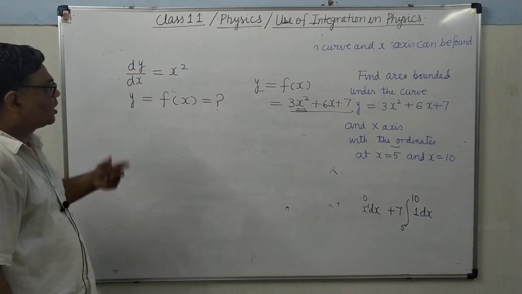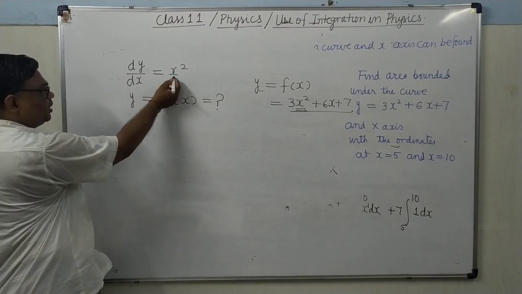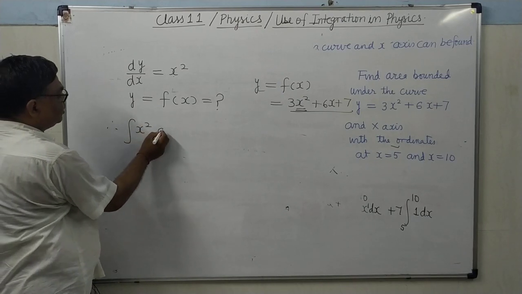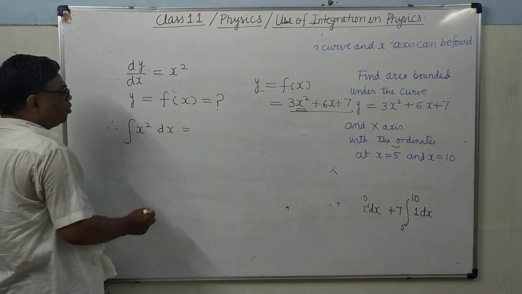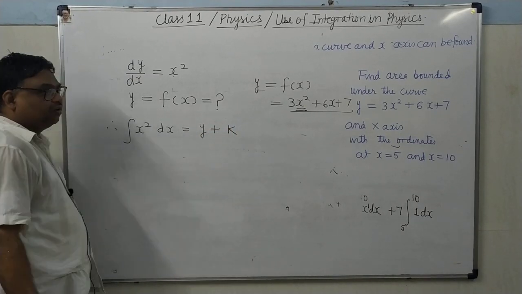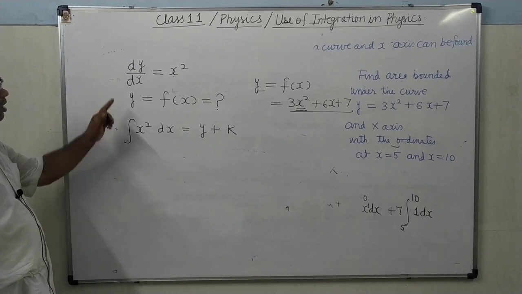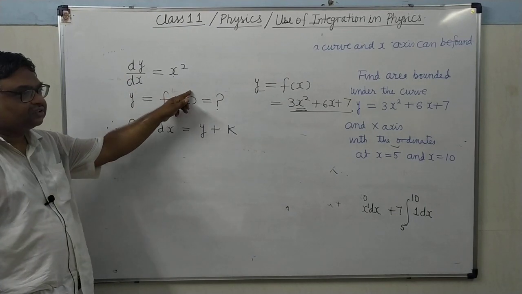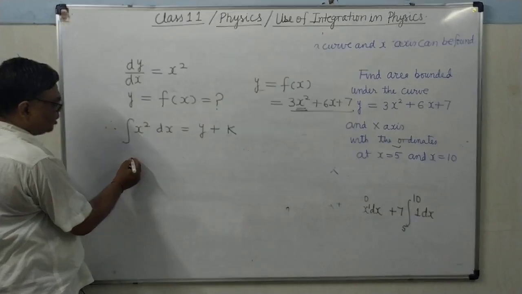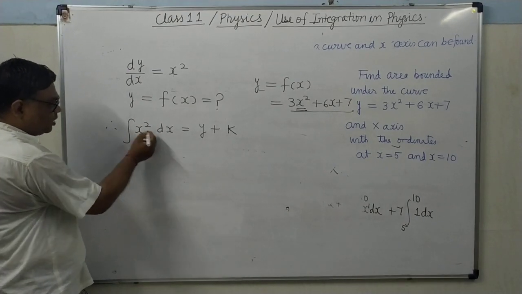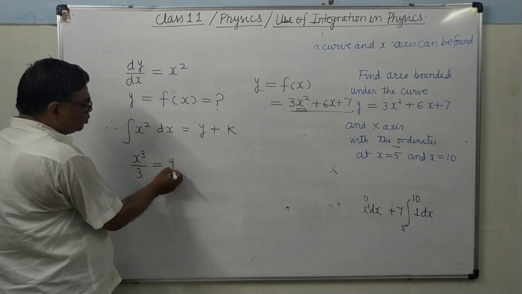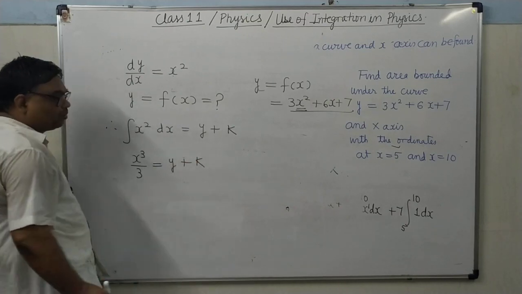So we will apply the concept of integration. When we integrate, we will get this. Therefore, integral x square dx will be equal to y plus some constant, because the differential coefficient of y is x square, therefore its integration will be y plus some constant. So we can write integral x square dx equals x cube upon 3 equals y plus some constant.